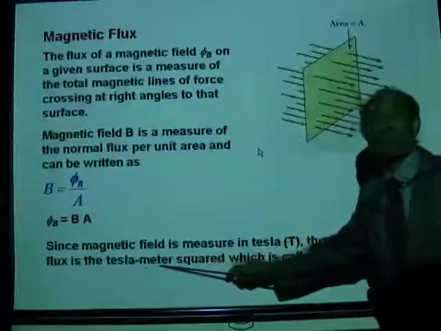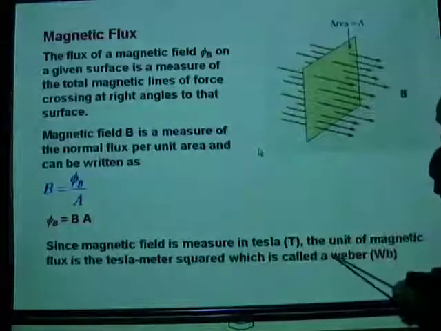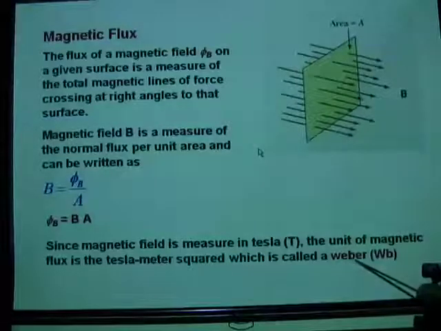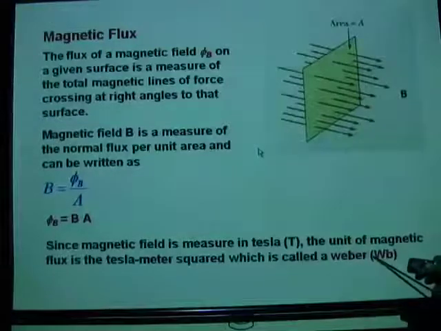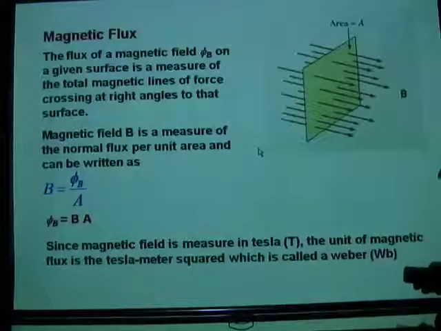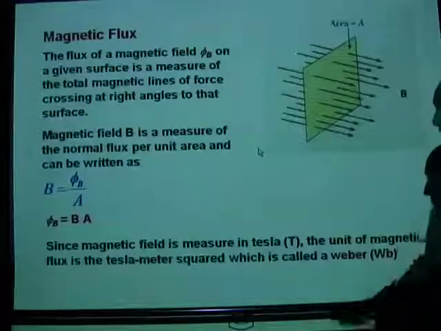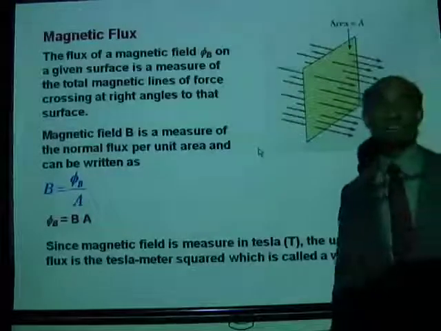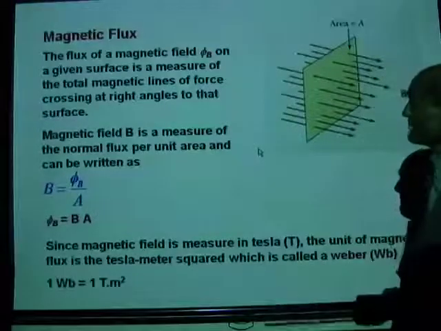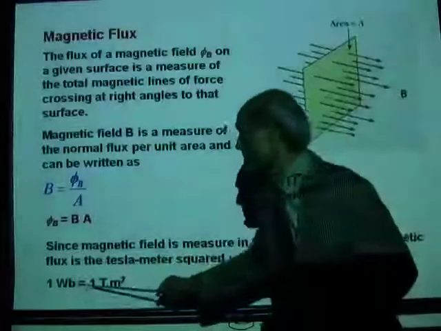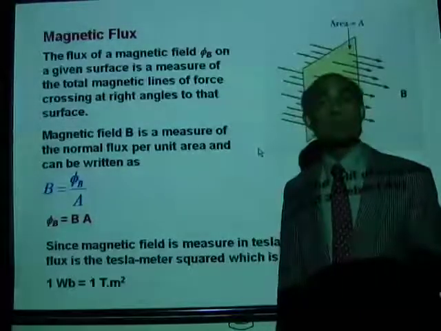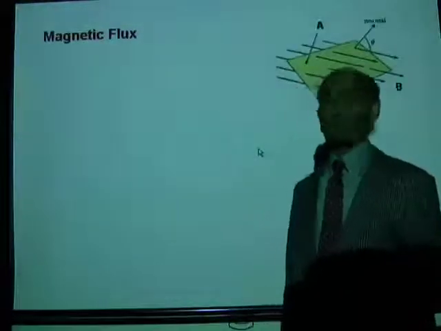It's Tesla meter squared, and it has a name. It's called Weber, uppercase W and lowercase b. Well, these are important concepts as we go on. So 1 Weber is 1 Tesla meter squared.